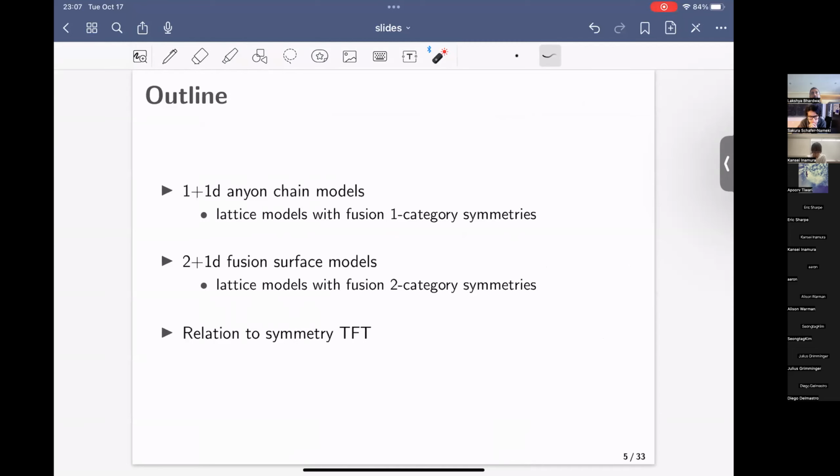So here is the outline. In this talk, we first review the construction of 1+1 dimensional quantum lattice models that are known as the anyon chain models. So these are lattice models with finite generalized symmetries described by fusion 1 categories. And then we will generalize this construction to one higher dimension. Namely, we will construct 2+1 dimensional lattice models that we call fusion surface models. And the symmetries of these lattice models are described by fusion 2 categories, which are higher versions of fusion 1 categories. And finally, we will briefly discuss some relations of these lattice models to topological field theories in one higher dimension, which are called symmetry TFTs. More specifically, we will see that the fusion surface models and anyon chain models can be naturally obtained by the symmetry TFT construction.